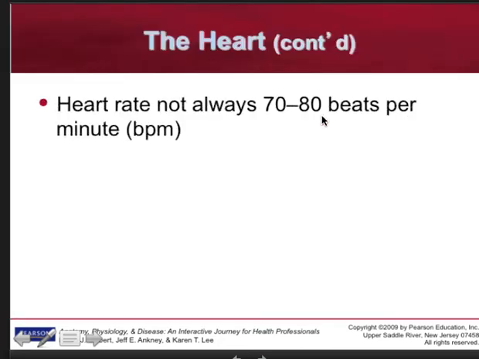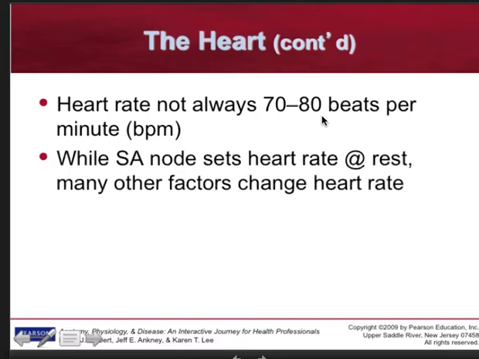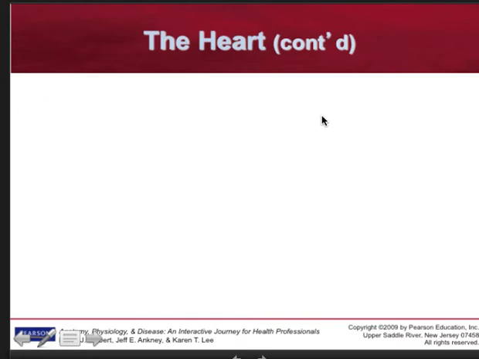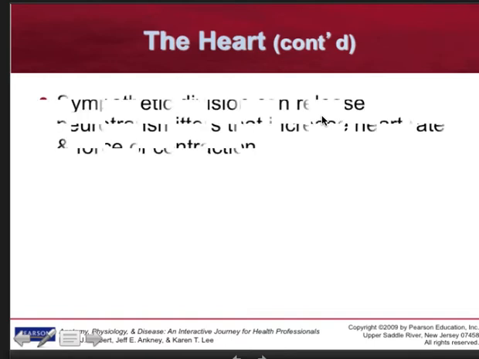So the heart rate is not always 70 to 80 beats per minute. While the SA node sets the heart rate at rest, other factors can change it. The ANS has a direct connection to the SA and the AV nodes as well as to the heart wall, so it sends these pieces of electrical tissue information about when and where to beat.